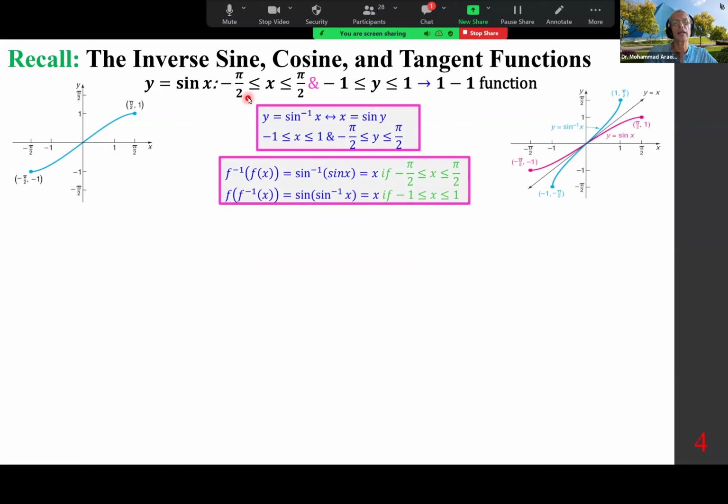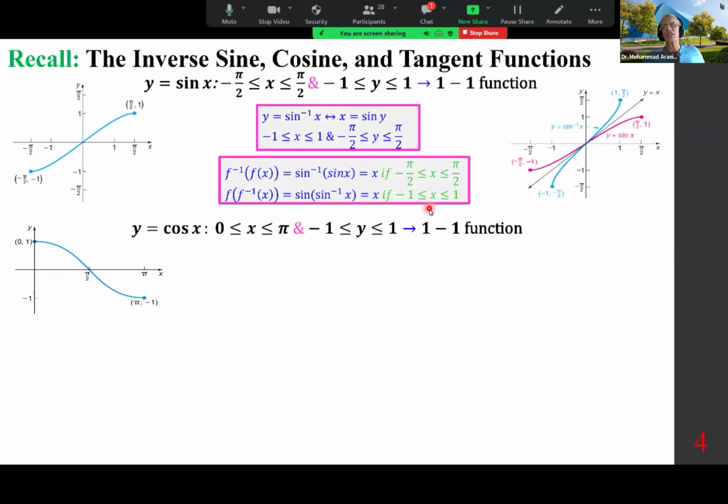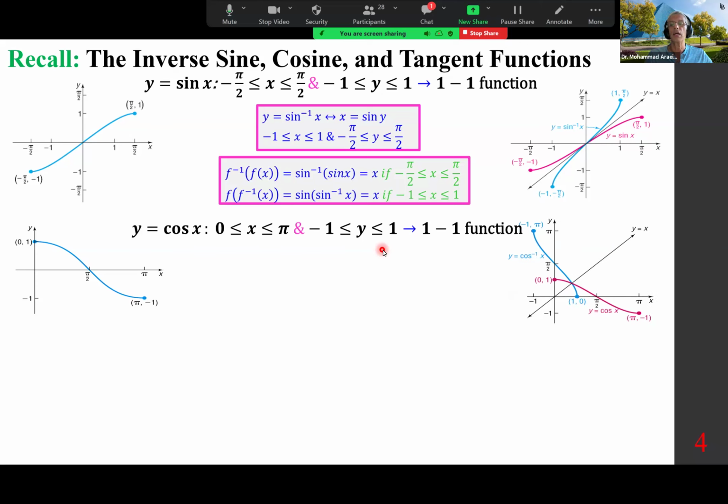Following the fact that sine inverse of sine x is x if x is between negative pi over 2 and pi over 2, and sine of sine inverse of x is x if x is between negative 1 and 1. Same thing happens with cosine. It's not one-to-one, but when we restrict it from 0 to pi, and the reason we restrict them differently is that we want to cover the range, which is negative 1 to 1 for both cases, it becomes a one-to-one function, and we can graph its inverse.